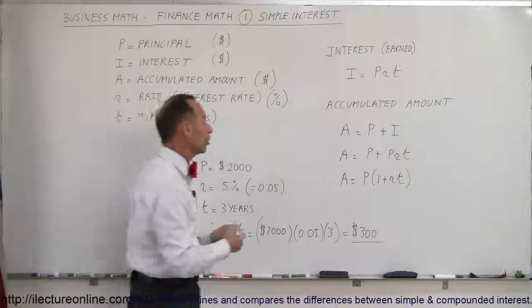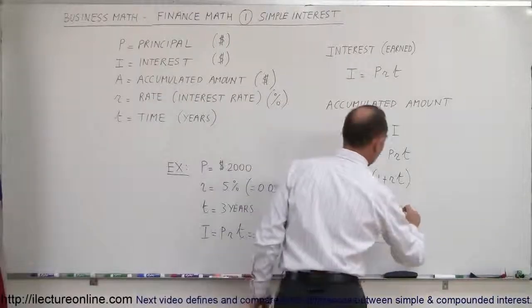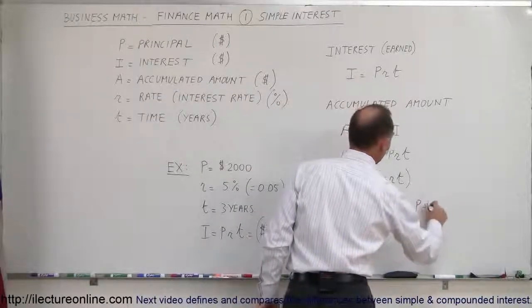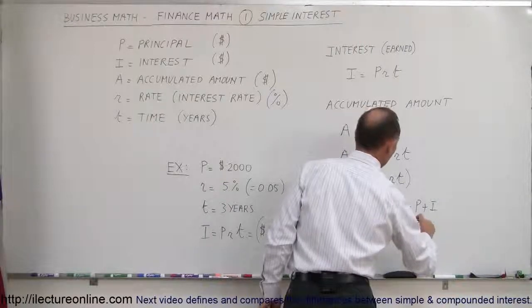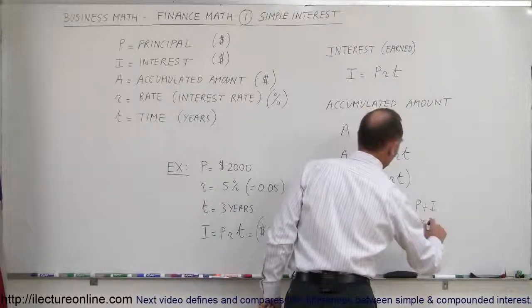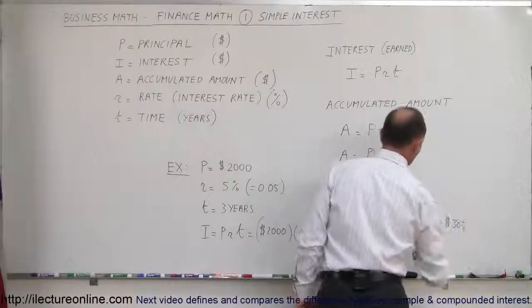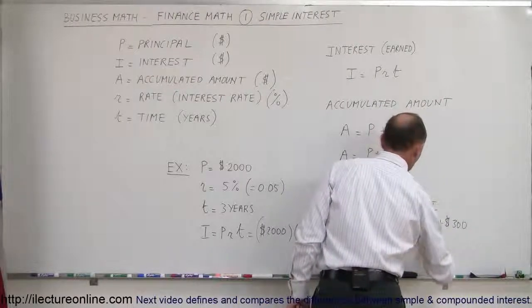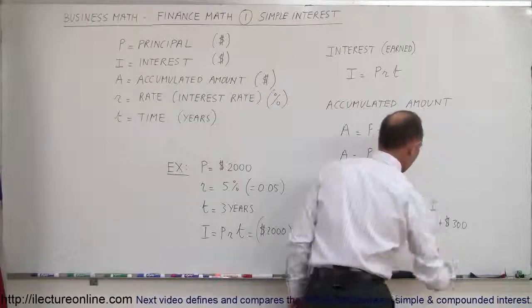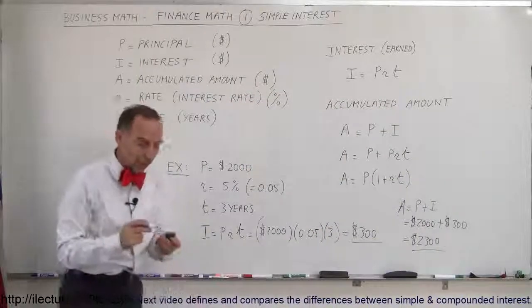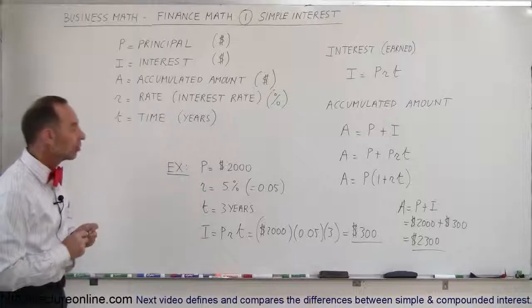So what would be the accumulated amount? Since the accumulated amount is equal to the principal plus interest, in this case, the principal will be $2,000. That's the initial investment, plus the $300 that you earned in interest after 3 years, which is equal to $2,300, which will be the accumulated amount that you'll end up with after 3 years.